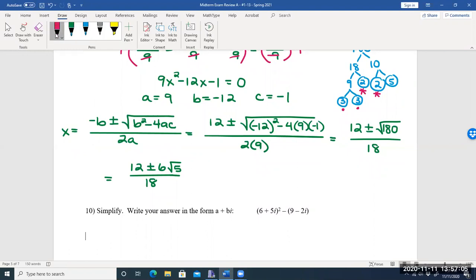And then to reduce, I look at the 12, the 6, and the 18. I notice that they are all divisible by 6. So I'm going to reduce by a factor of 6. And my final answer then would be 2 plus or minus square root 5 all over 3.